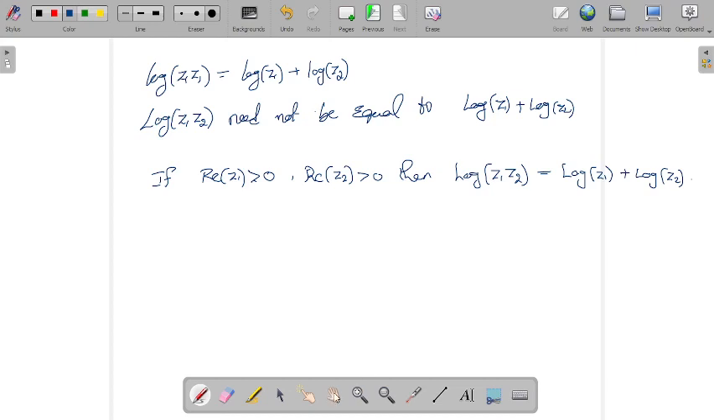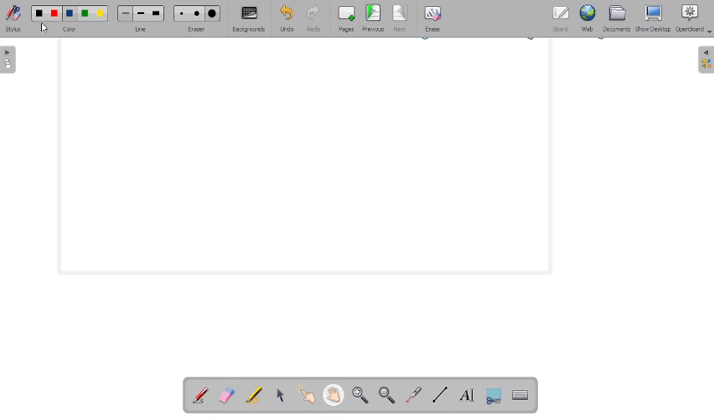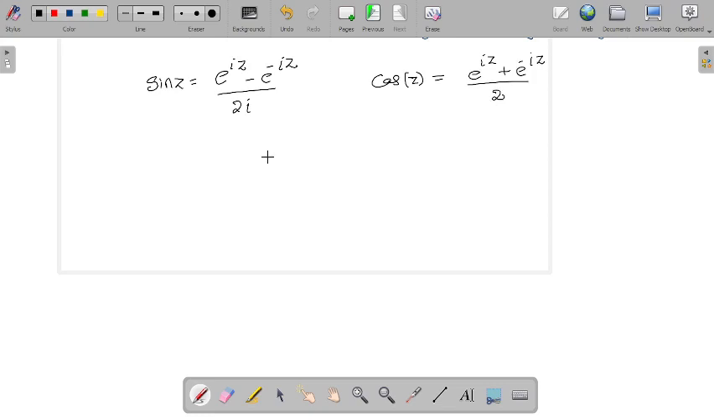Now let's come to trigonometric functions. So the trigonometric function here is sin z. We already defined it. That is sin z equal to e power iz minus e power minus iz, divided by 2i, whereas cos z is equal to e power iz plus e power minus iz, divided by 2. Okay.